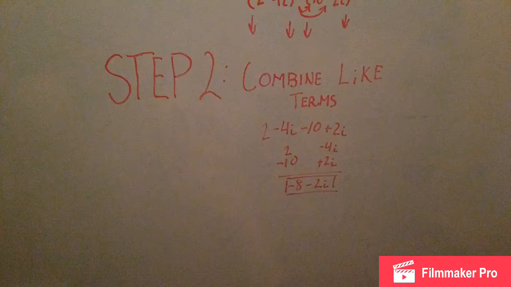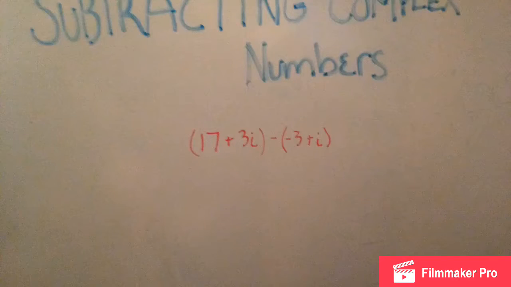After distributing the negative, which would make the 10 a negative and the 2 a positive, what you do is add the like terms. So the real number plus a real number and imaginary number plus imaginary number. Now let's put our skills to the test. We'll do this equation: 17 plus 3i minus negative 3 plus i.